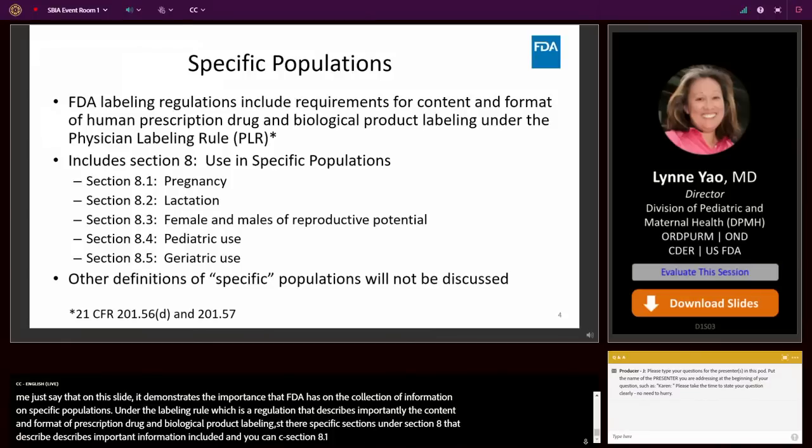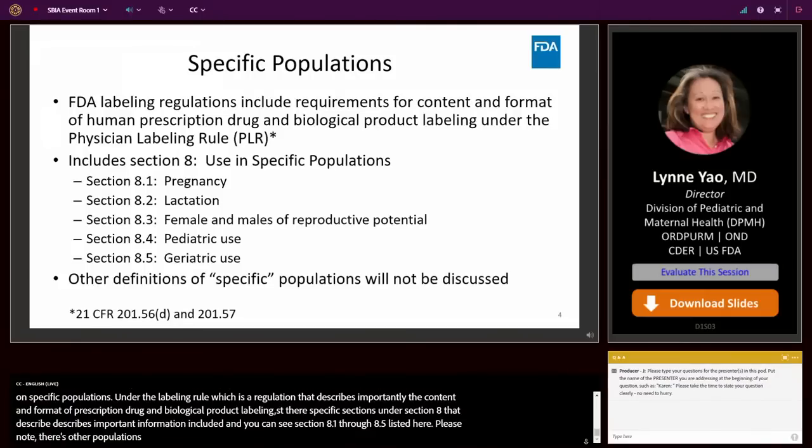I'm going to go over each of these populations during my talk today, and let me just also note that there are other specific populations that I will not be discussing, and those include specific populations that have hepatic and renal impairment. I'm going to focus today mostly on pregnancy, lactation, pediatrics, and geriatrics.